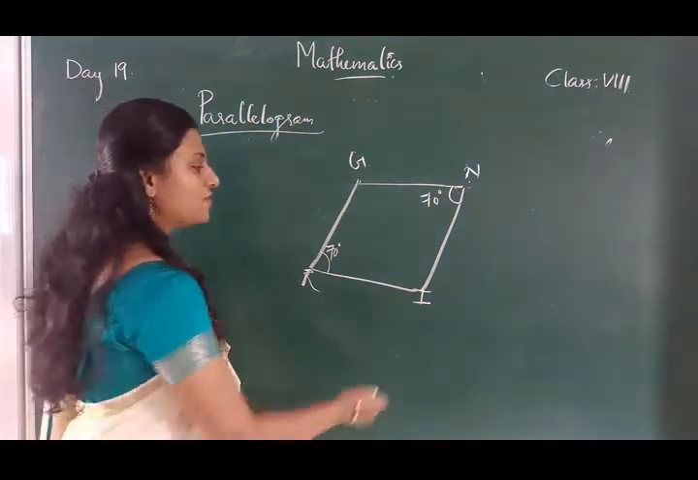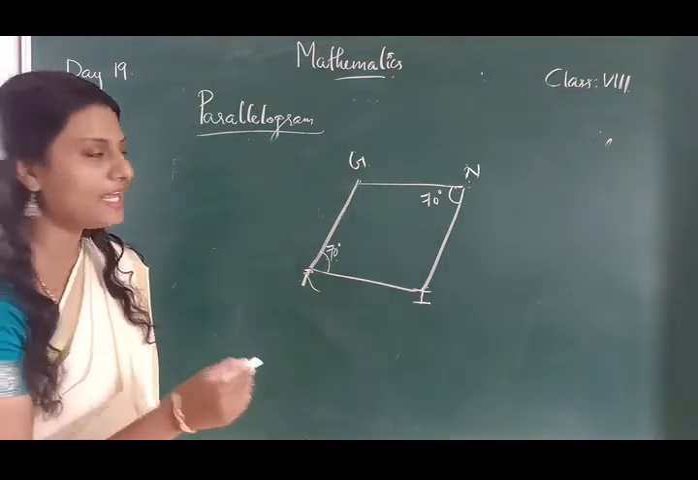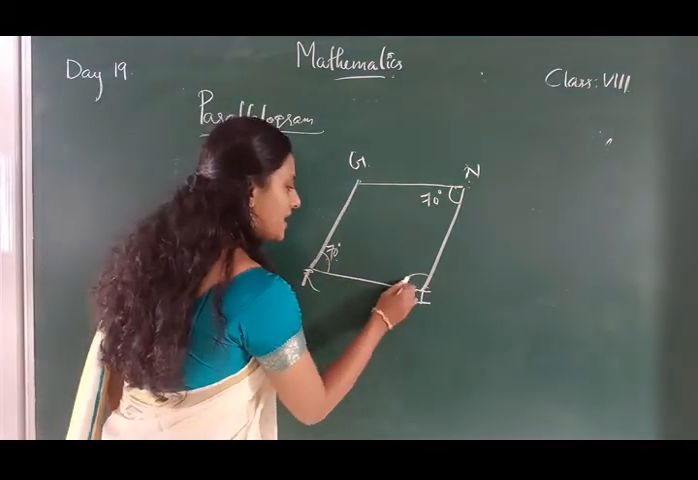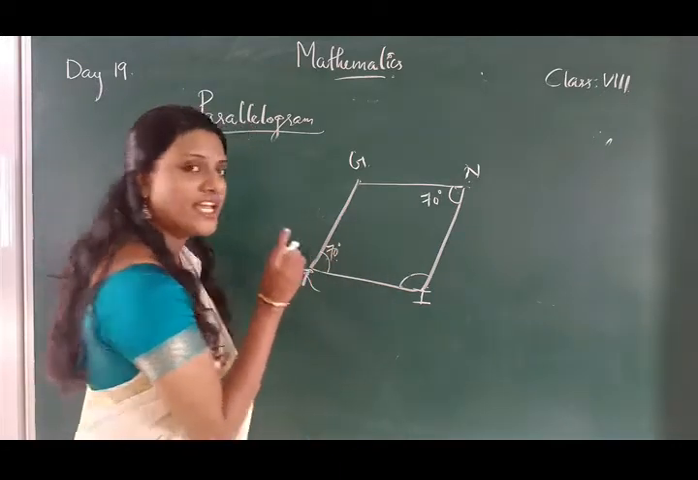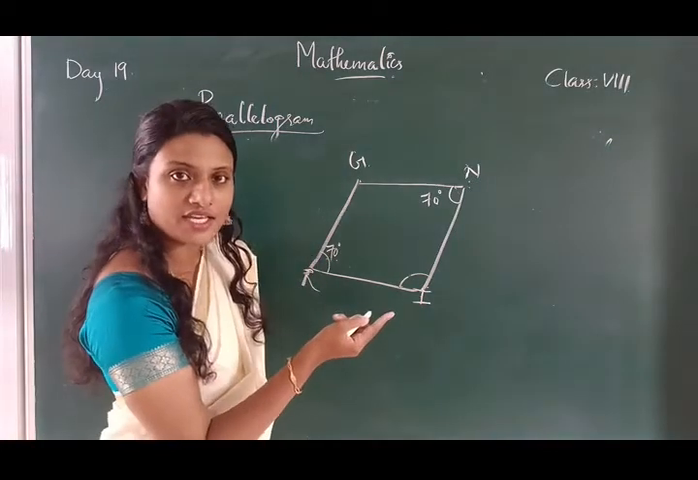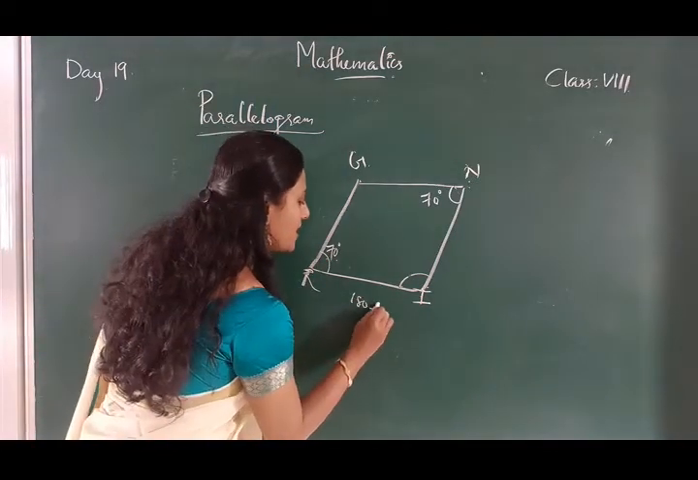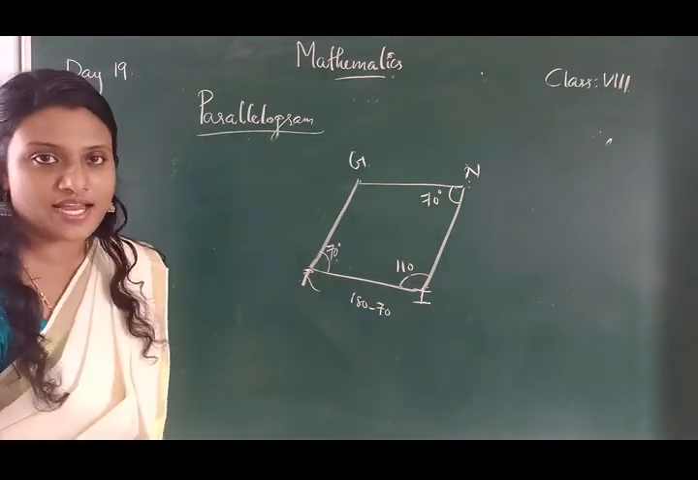Next property: you have to find I. The sum of these two angles is 180 degrees. Alright, one angle is 70 degrees. What is the second angle? The sum of the two should be 180 degrees. If one is 70 degrees, what will the other be? 180 minus 70 is 110. Add it, you will get 180.